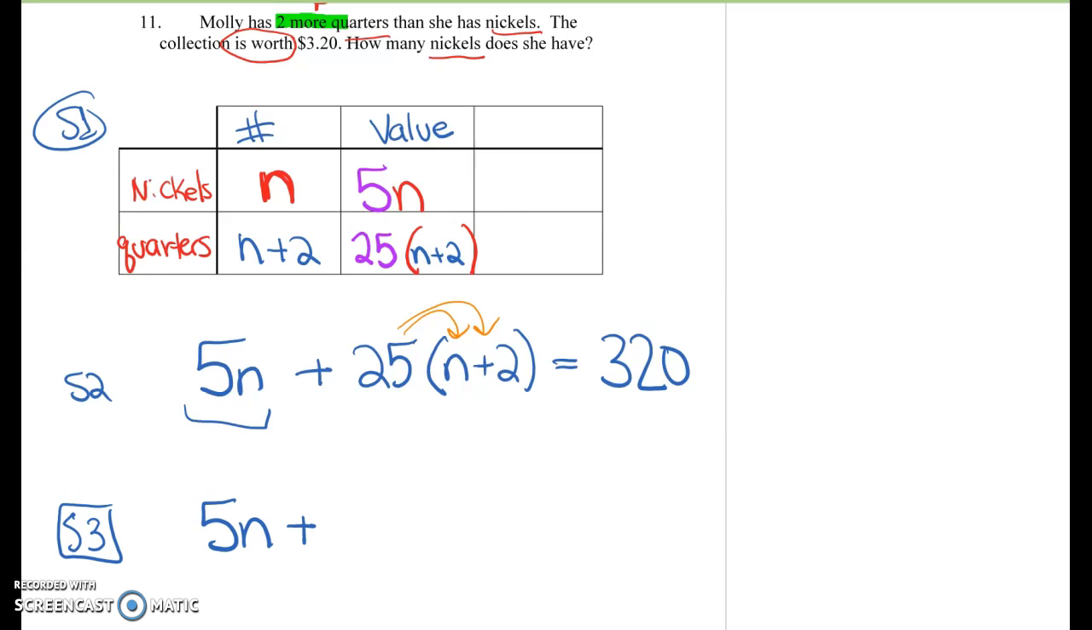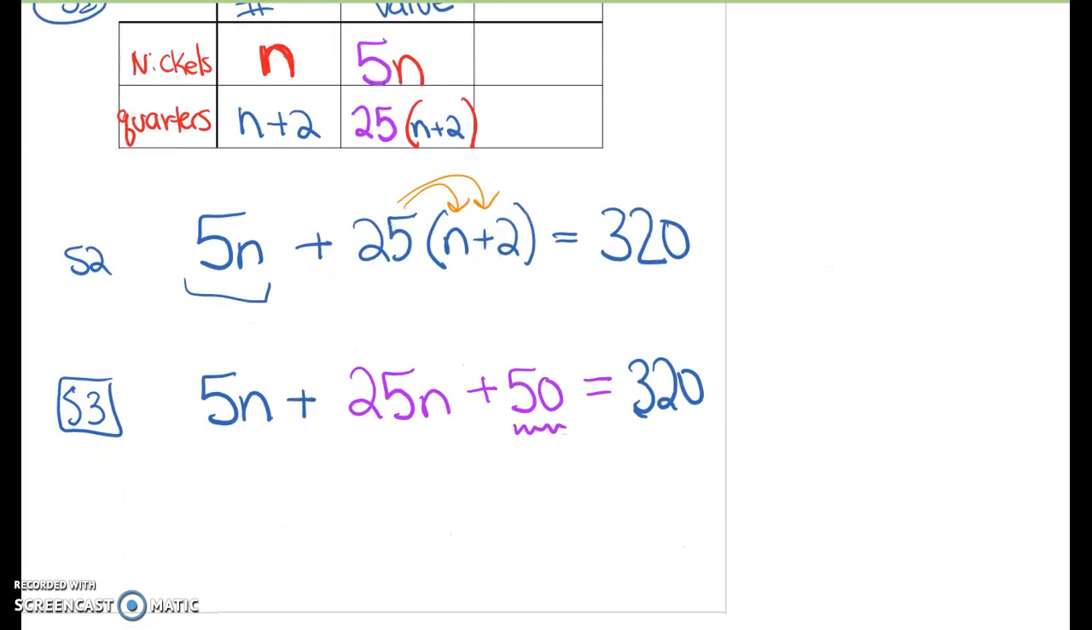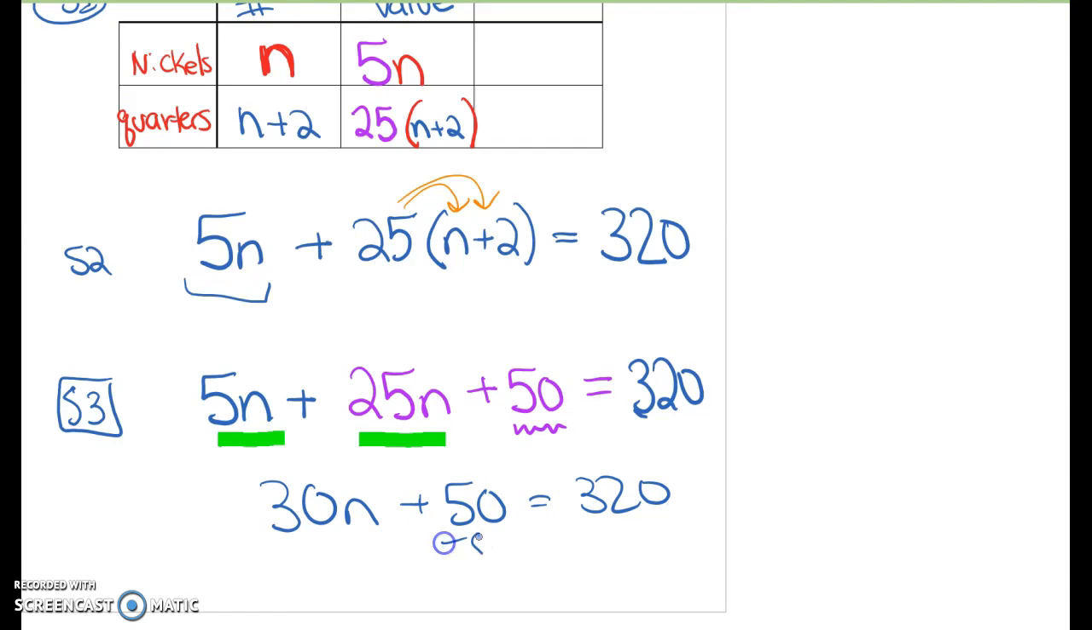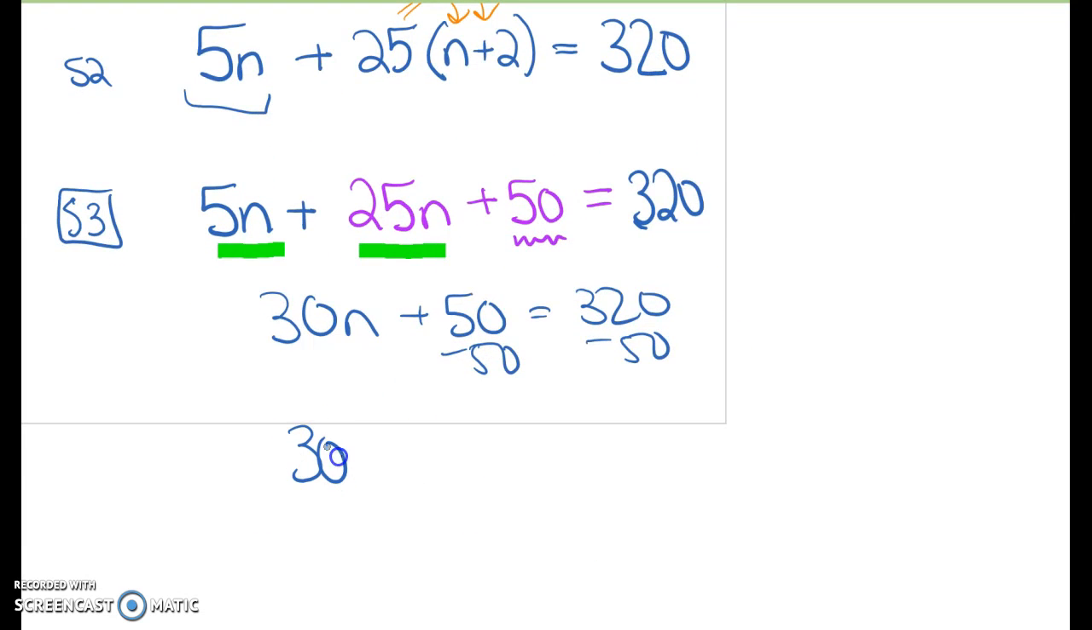5n plus 25 times n is 25n, and 25 times 2 is 50. Okay, and that 50 is the thing that's going to mess the most people up. And that together equals 320. So now that we have no more parentheses, we're ready to combine like terms, right? And so we're going to do 30n plus 50 equals 320. We'll subtract 50 from both sides, and we'll get 30n equals 270.